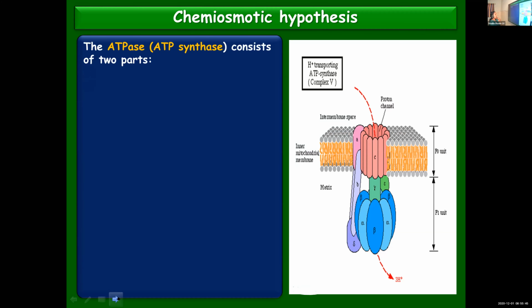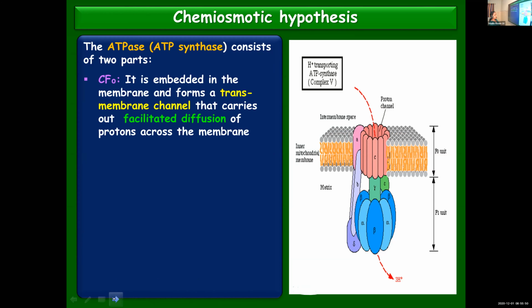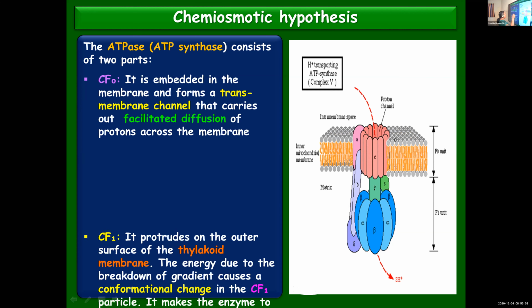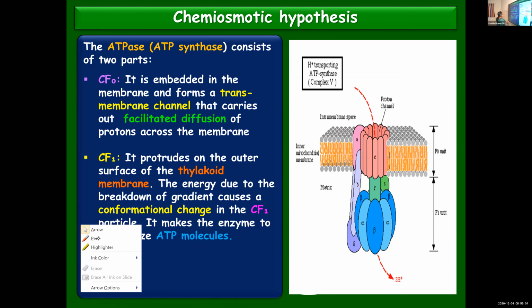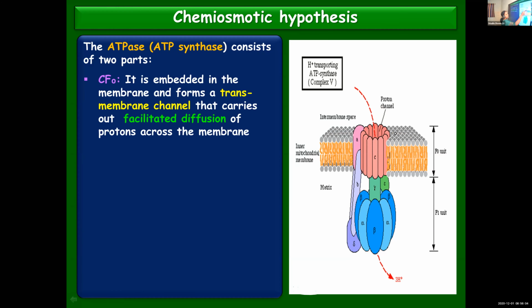The ATP synthase enzyme, or ATPase, consists of two parts. CF0, as I told you, is fixed and embedded in the membrane. You can see here, this part is embedded in the membrane and it forms a transmembrane channel, which helps in the transport of protons. You can see protons moving outwards through that channel.